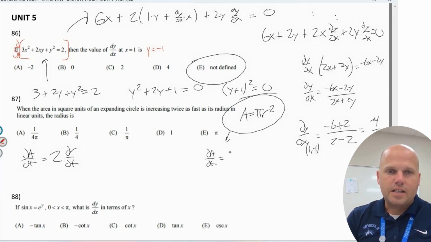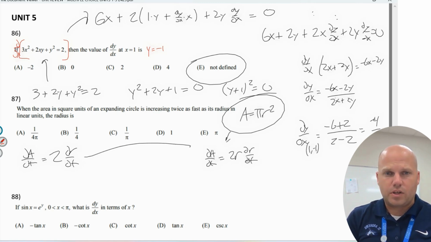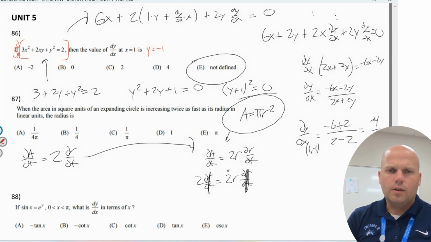Okay, so I got dA/dt equals 2r dr/dt. I got dr/dt times 2 is dA/dt. I'm going to go ahead and replace dA/dt with 2 dr/dt times 2r dr/dt. The dr/dt's cancel. The twos cancel, gives you r is 1.